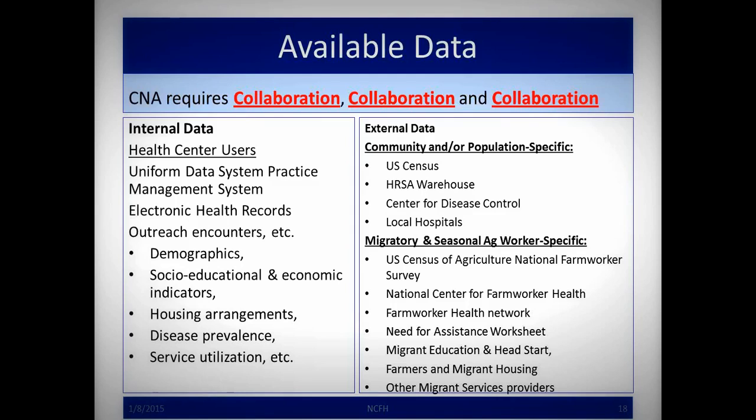So collaboration can facilitate data gathering and can bring human and economic resources. And community health centers already collect an incredible amount of data from the community residents they serve. For example, when you analyze your UDS data, your practice management systems, your electronic health records, or your outreach encounters, you can find a lot of demographic information as well as social and educational indicators, housing arrangements, disease prevalence, and service utilization. Of course, we are talking about the group of people to whom you already provide services.